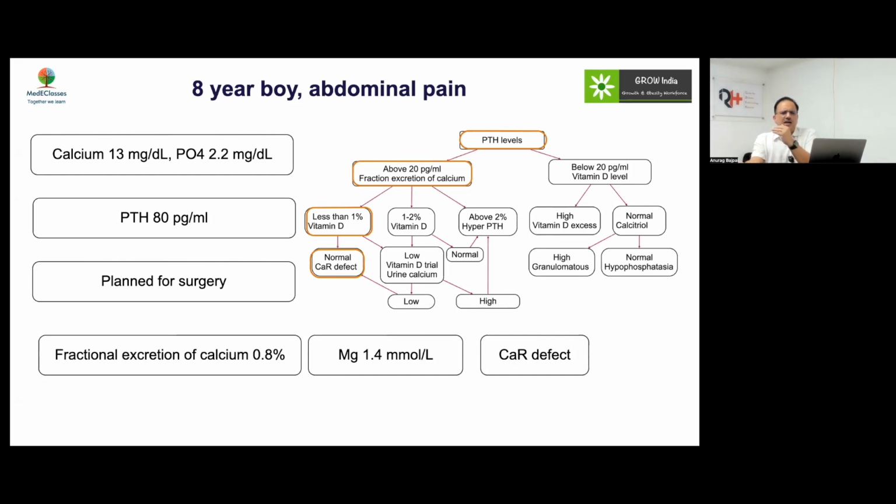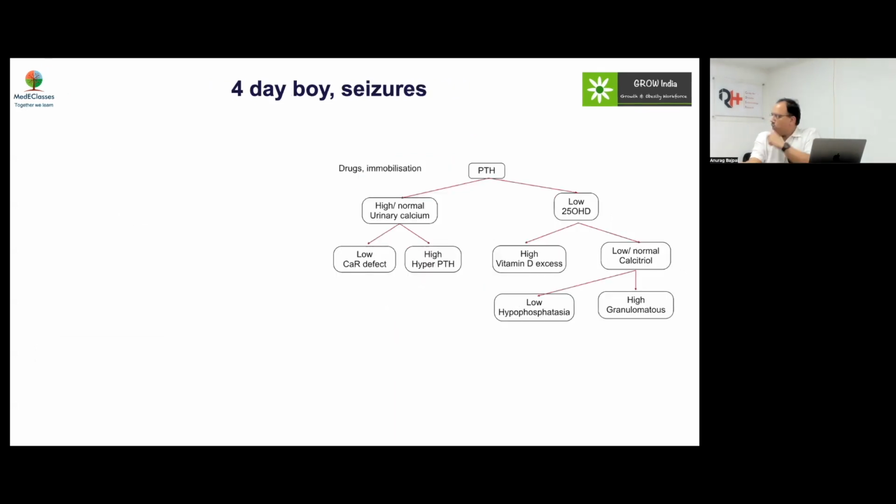So in somebody who is identified as an asymptomatic or mildly symptomatic individual with not very high levels of calcium, look at magnesium and look at urinary calcium before you make a real diagnosis. And here you can use cinacalcet, which is a calcimimetic, which will have an effect on the calcium sensing receptor.